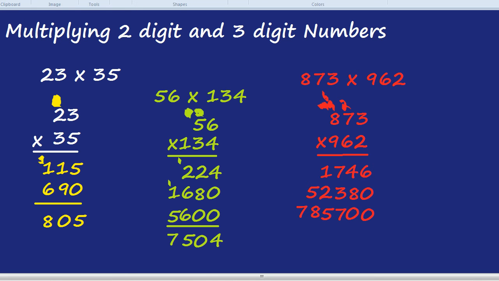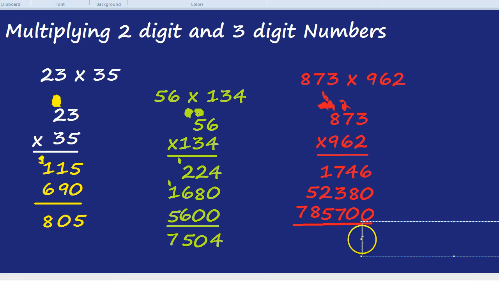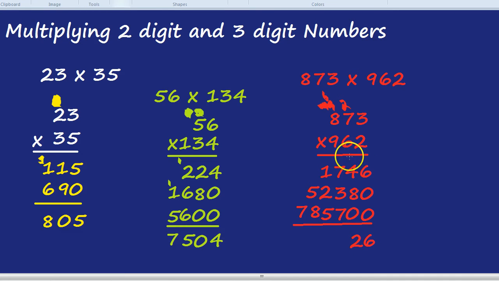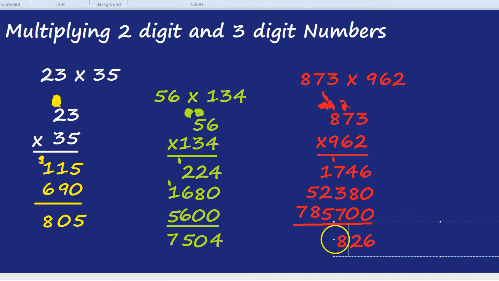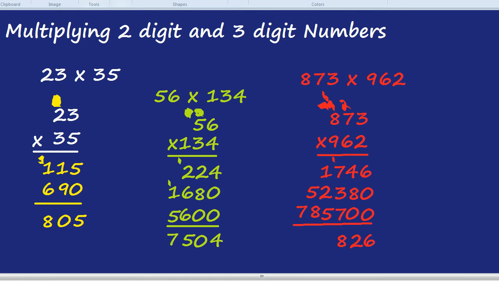Let's add these all up. Can you believe we've done that calculation that quickly? 6 plus 0 is 6. 8 plus 4 is 12. Put the 2 down here, the 1 above the next column. 7 plus 3 is 10, add a 7 and a 1 is 18. 8 down here, 1 above the next column.